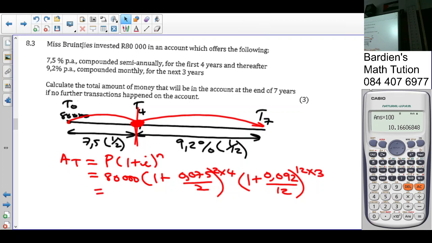Let's go, plug that in your calculator. It's 80,000 open brackets, 1 plus 0,075 over 2 to the exponent 2 times 4, then open brackets, 1 plus 0,092 over 12 to the exponent 12 times 3. So it's going to be 141,384.88. Is that correct? Right.